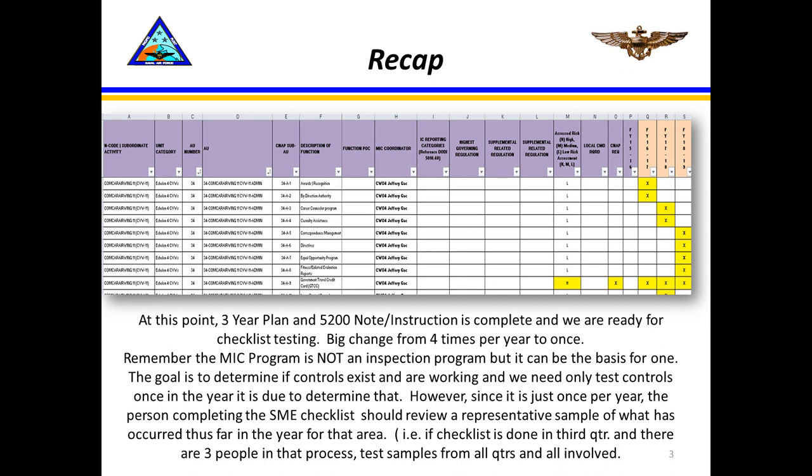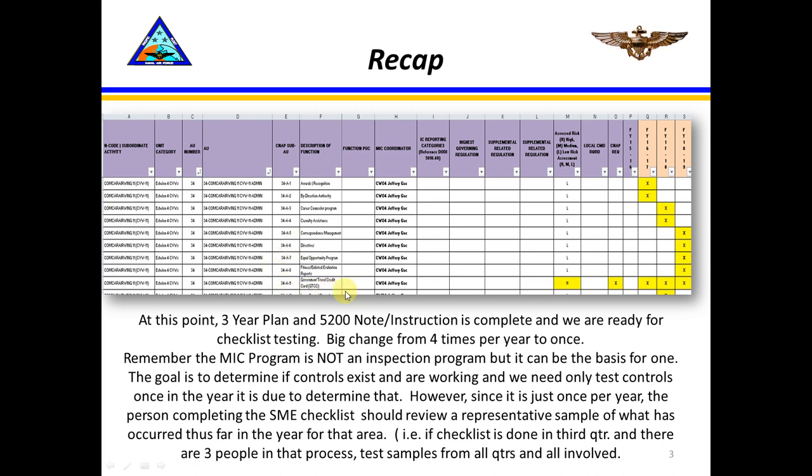However, since we are doing it just once per year, the person that's completing the checklist should review a representative sample of what's occurred thus far in a year. So for example, on a 3-year plan, the government travel card program here is due to be reviewed in 2016 and 17. Let's say, for example, that there are 3 total sub-AUs under this AU. And so he's going to look at 1 in first quarter, 1 in second quarter, and 1 in third quarter.